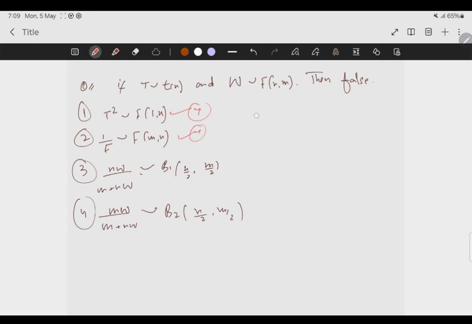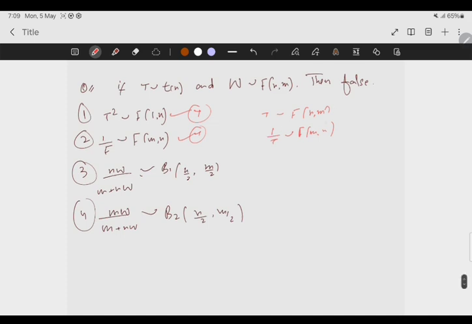Whenever, let's suppose, t follows t_{n,m}, 1 upon t will follow f_{m,n}. That will be the reciprocal of t, and the degrees of freedom will get interchanged. So this is also true, and this theorem is also already proved in the last 16 or 17 lectures. So this is also true, and if this is true, this can't be true, so this is false. This is false. You can follow FMS for these questions, or if you have time, then you can follow my lectures as well.